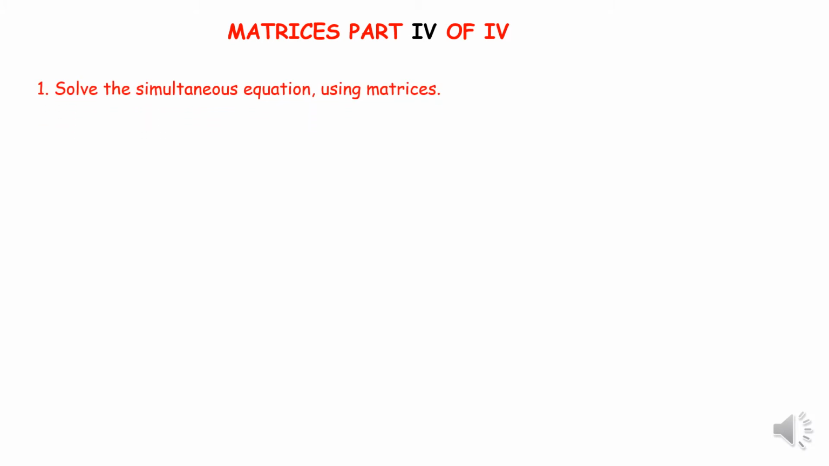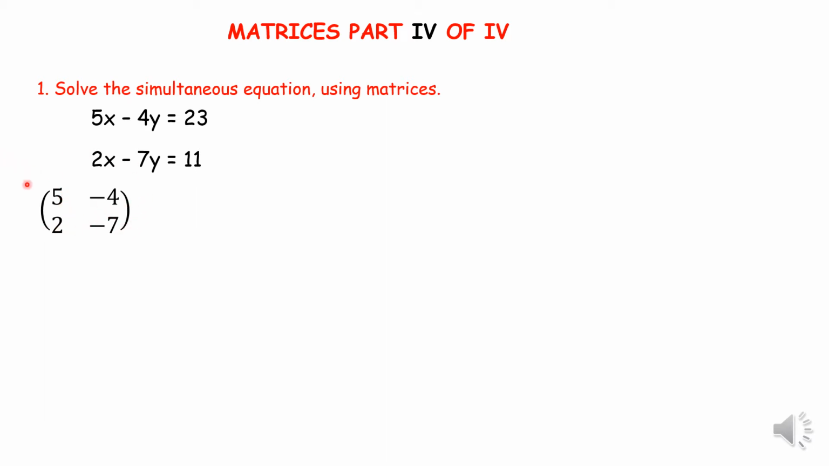So I am doing part 4 of my series on matrices, and we're going to solve simultaneous equations using matrices. I'm giving you here two equations, 5x minus 4y equals 23 and 2x minus 7y equals 11. What we can do is write the 5, the negative 4, the 2, the negative 7 as a matrix: 5, negative 4, 2, negative 7. So that's a matrix here.